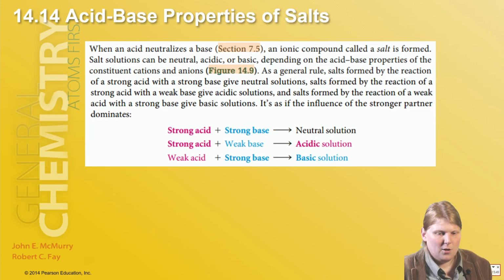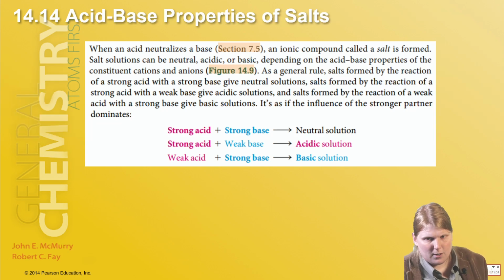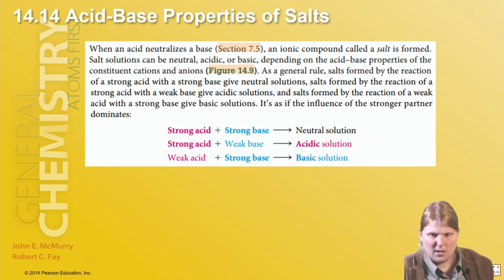That makes sense. If you have a strong acid and a weak base, the leftover components will be acidic. So it will produce an acidic solution, even if you have equimolar amounts of each, even if they cancel out completely. If you have a weak acid and a strong base, you'll end up with a basic solution, even if you add equimolar amounts of each. Let's try to understand why.